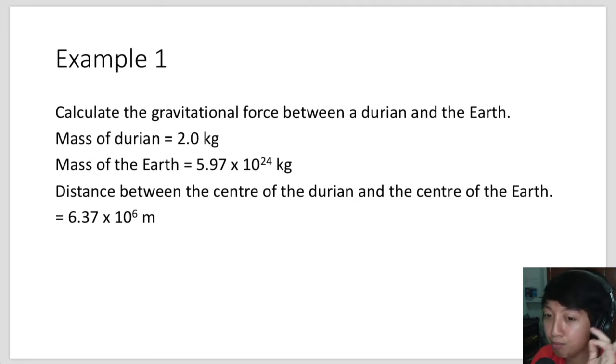So, back to my original question. Is it the Earth or is it the durian that's moving to each other? It's actually both. But because the Earth is just so much bigger, even though they're experiencing the same amount of force, the Earth just barely moves.